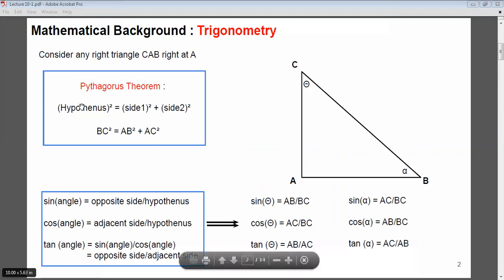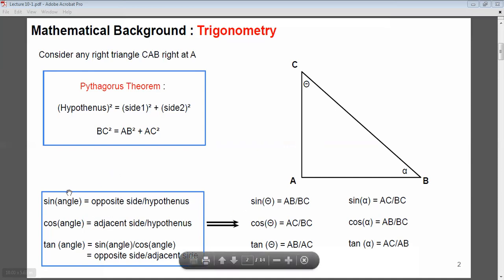So I reminded you of Pythagoras theorem, which is, in case of a right triangle, the hypotenuse square is equal to side 1 square plus side 2 square. So in this case, BC square, the hypotenuse, which is the side facing the right angle, is equal to the square of the first side plus the square of the second side.